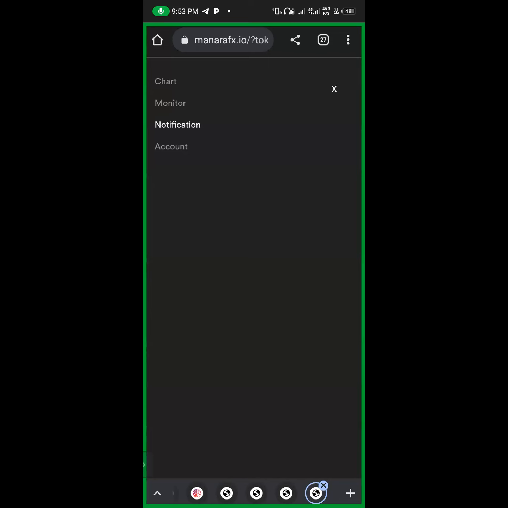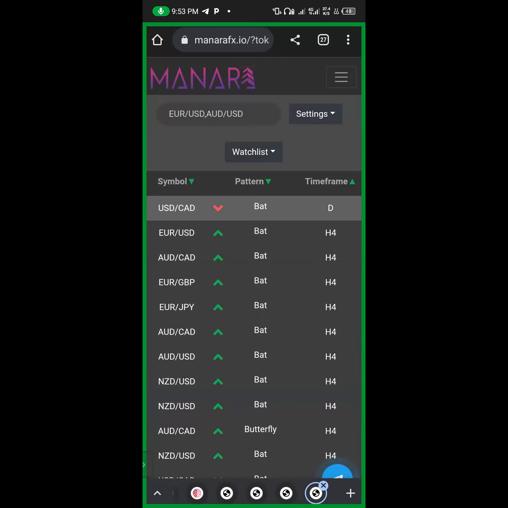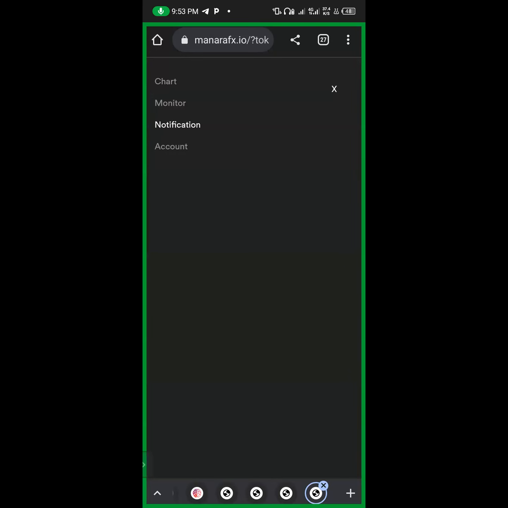Notification only gives you market execution. Anything you see in your Telegram coming through your DM is only market execution, because it's only sent to you after it has gone to the entry. Manara is saying to the guys, enter this trade now, it has gone to the entry.